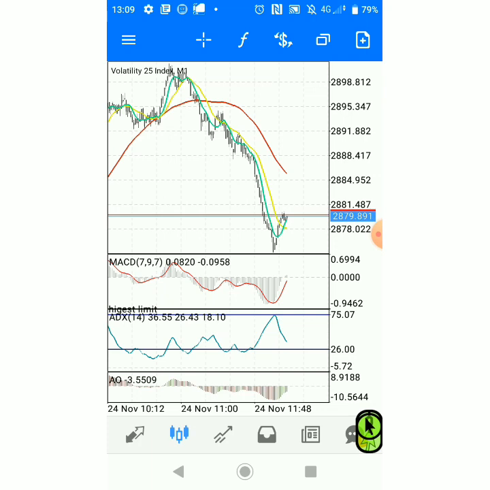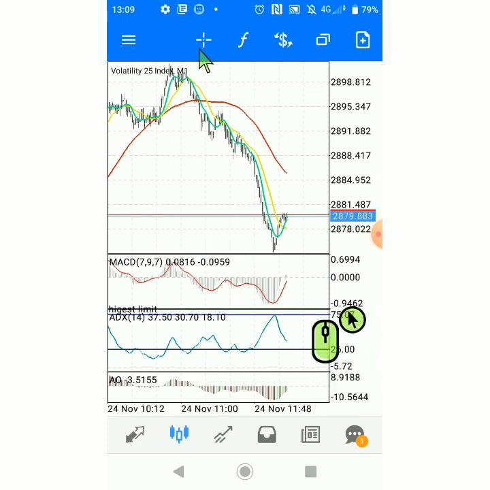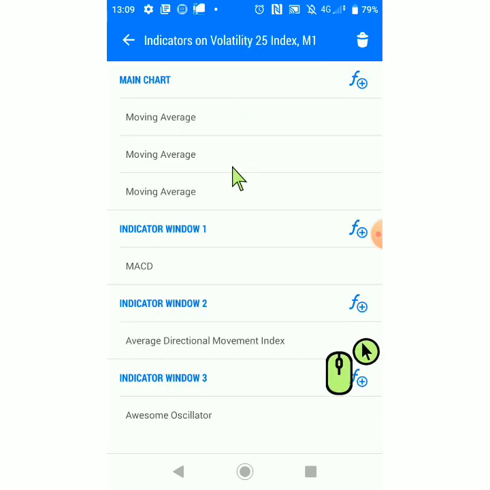So guys, let me get my mouse. I just got a mouse. Okay, so just observe my clickings with the mouse. Now, first of all, we'll look at the indicators I'm going to use. We have the moving average, three moving averages here, and we have MACD, we have average directional movement index, and we have awesome oscillator. So let us go straight to the first moving average.